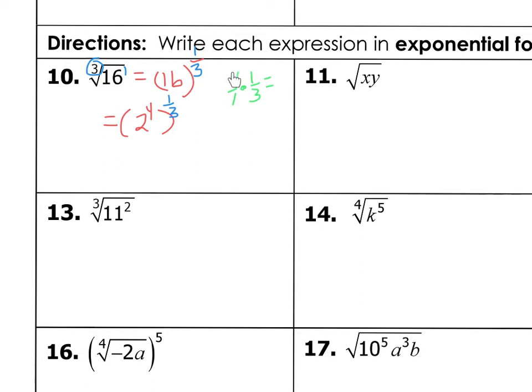Nothing cancels diagonally or vertically. So we just multiply straight across. So we get 4 times 1 is 4, and 1 times 3 is 3. And so our final answer is going to be 2 to the 4/3. That is the proper exponential form.